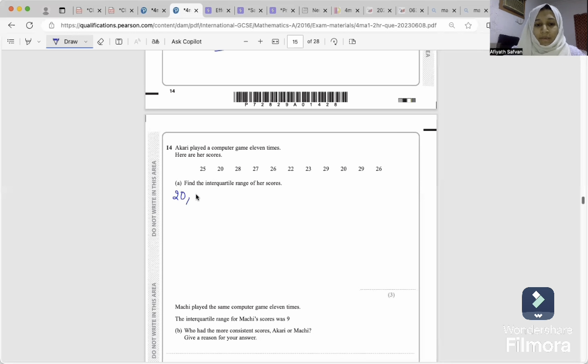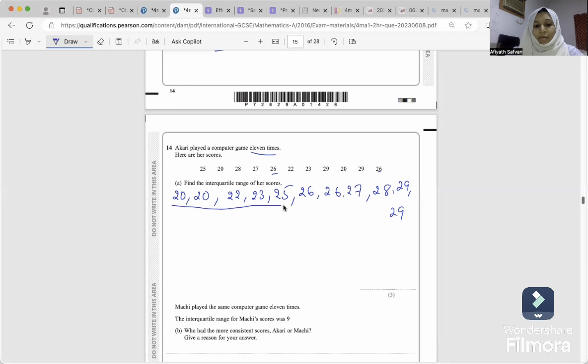So 20 is repeated twice. And then we have 21 is not there, 22, and then we have 23, 23, and then we don't have 24. So next number is 25, which is repeated once. Then we have 26 is repeated twice. So you can see here 1 and 2, followed by 27, and then 28, and 29 is repeated 2 times. So there are 11 numbers in total.